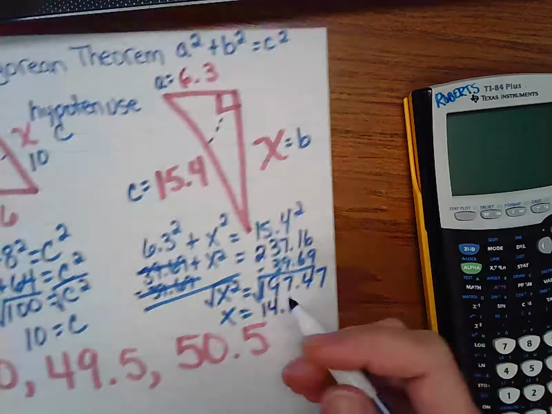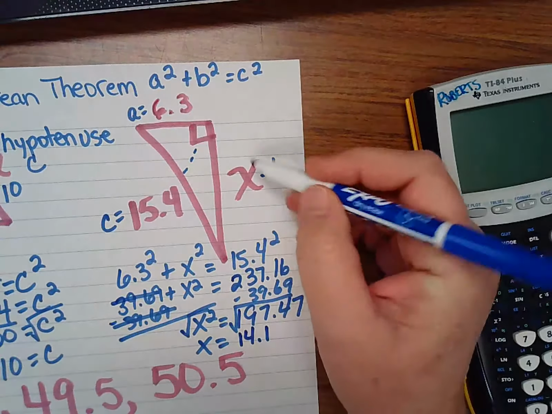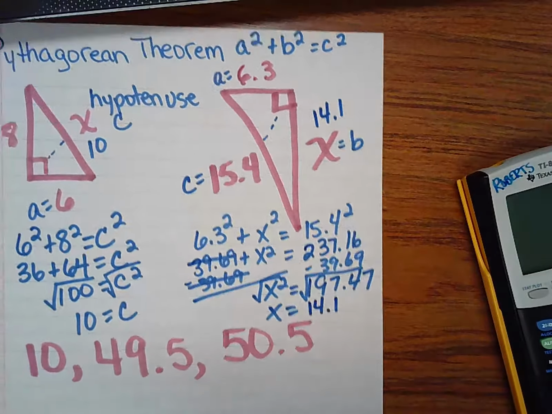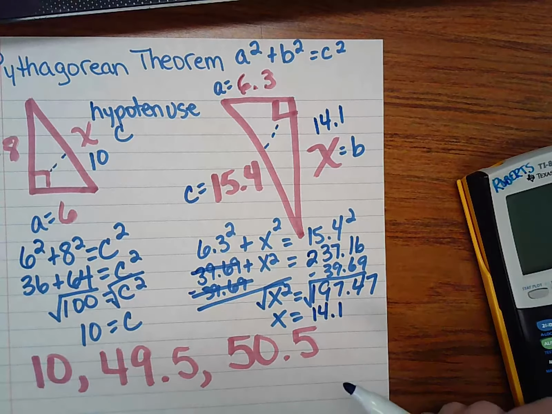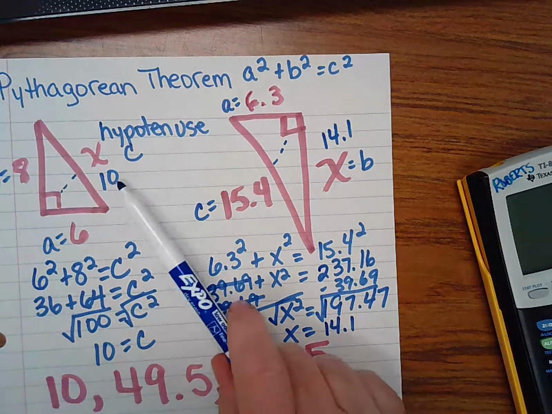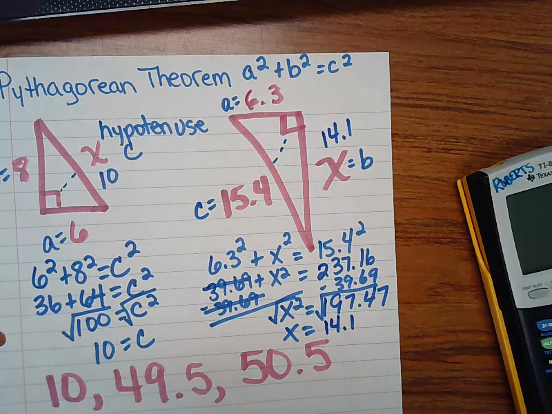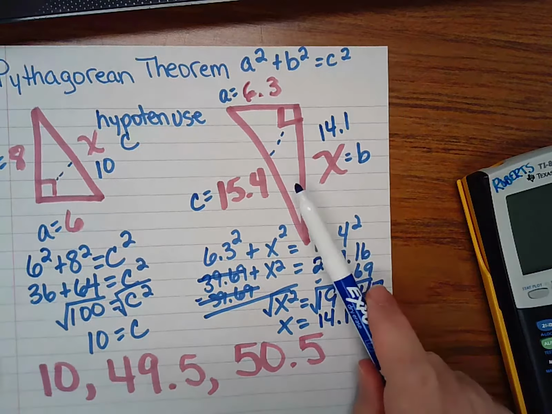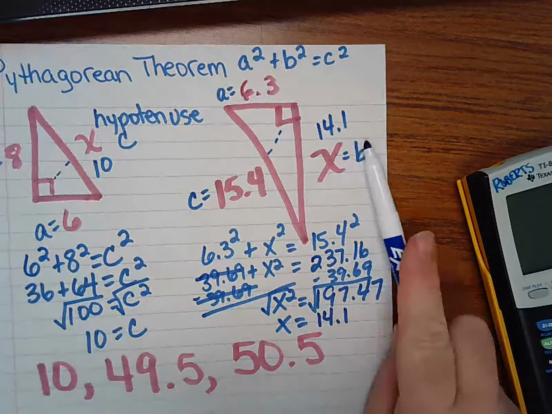And that is this side, 14.1. Now, you always want to make sure that your answer makes sense. The hypotenuse is always the longest side. So on this one, 10 was longer than 6 and 8, but not unreasonably longer. Seems legit, right? Then we look at this one, 14.1.